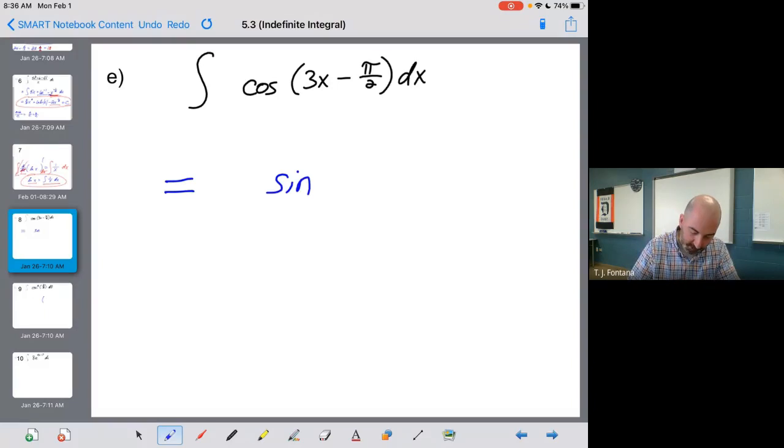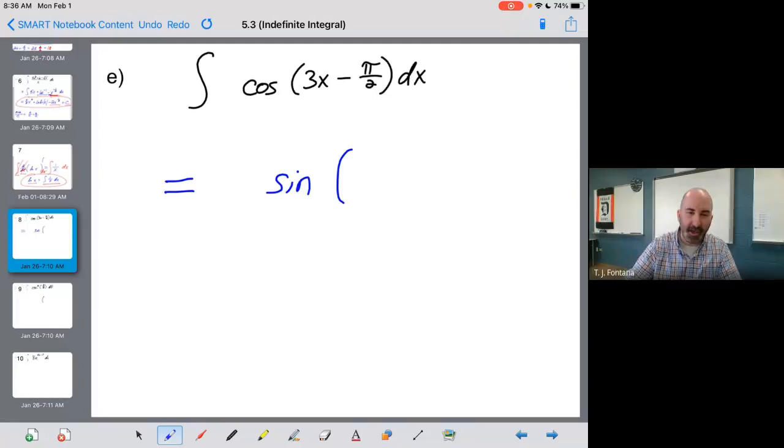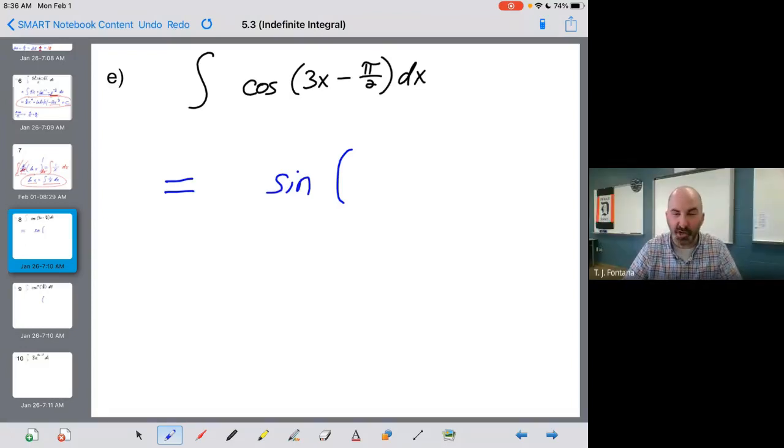What's the phrase I wanted you to say over and over again when we were differentiating trig? Was it like that sine or that angle? The angle stays the same. Well, the angle never changes. It's a little more poetic that way, Joel, but you're right. The angle never changes. And the same thing happens here when we are anti-differentiating. So it's still 3x minus pi over 2.